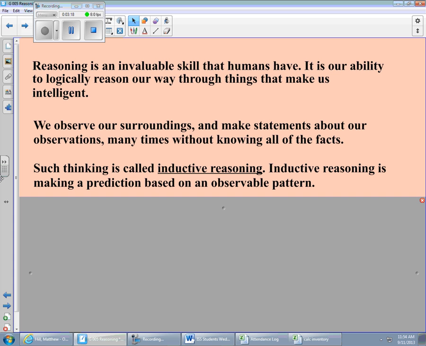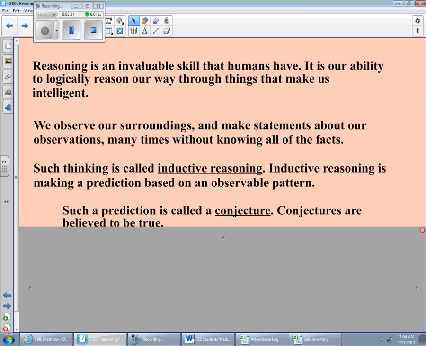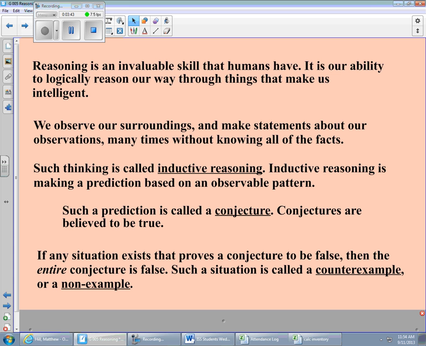Pause the video if you need more time. These predictions that we make, another vocabulary term, are called conjectures. Conjectures are, for as far as we can tell, factual statements, things that we believe to be the truth. If any situation exists that disproves a conjecture, or proves it to be false, then the entire conjecture becomes false. Such a situation is called a counterexample, or another term is a non-example.